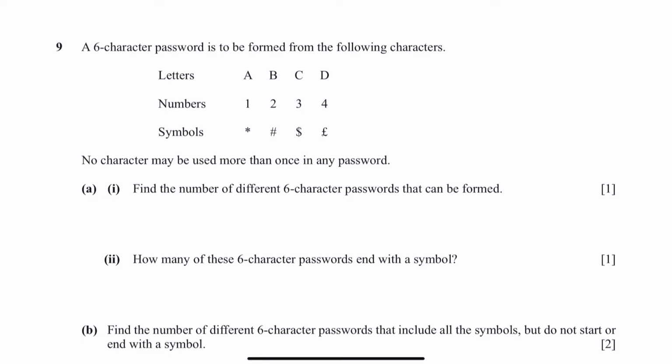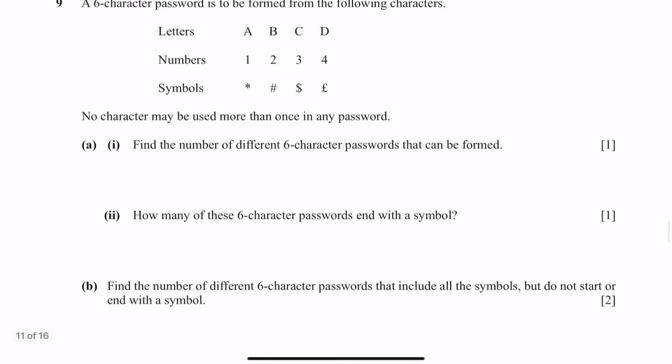Question 9 is about permutation. So a 6-character password is to be formed from the following characters. No character may be used more than once in any password, so no repetition is allowed. Part A1. Find the number of different 6-character passwords that can be formed. So there are no restrictions, and we have 12 different characters to choose from.